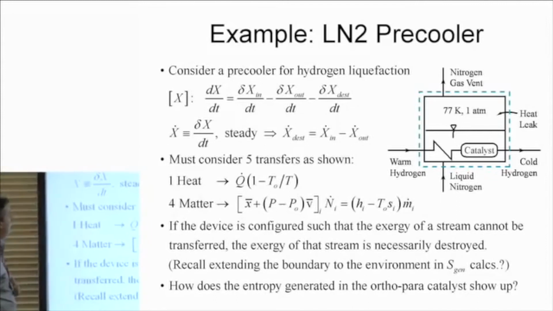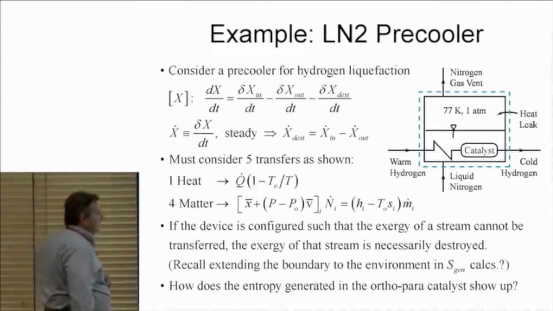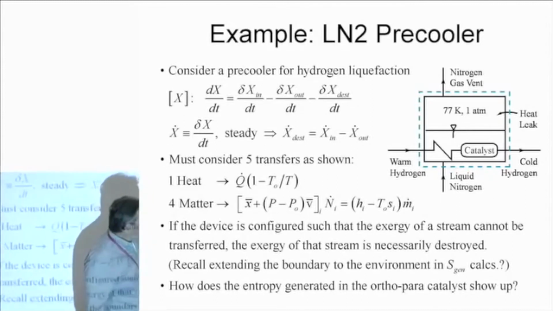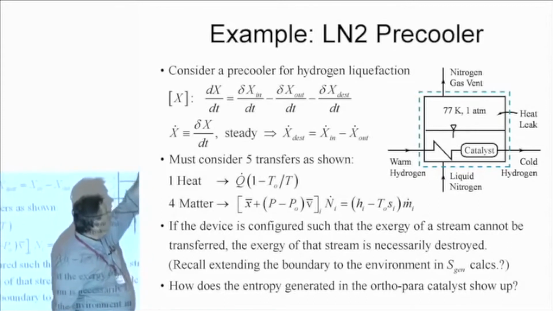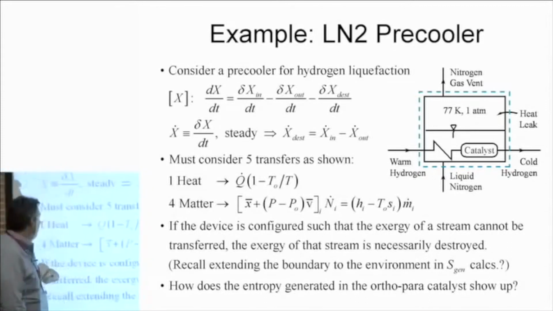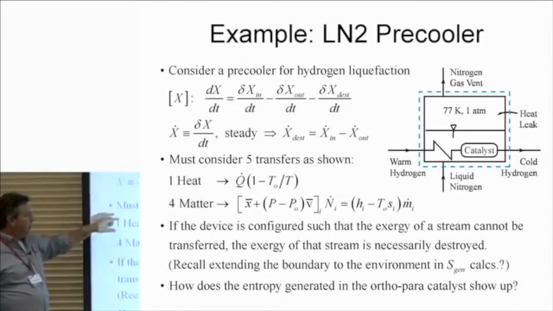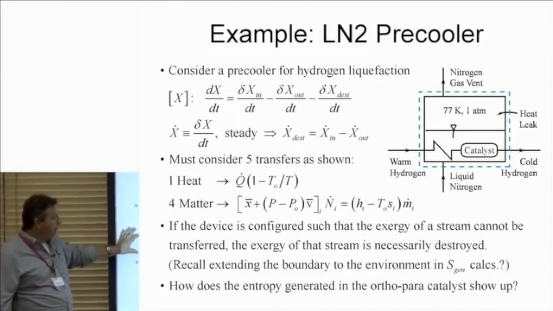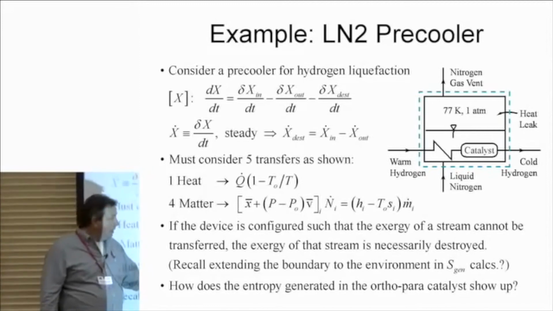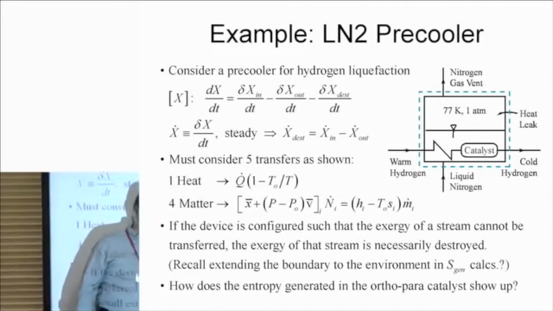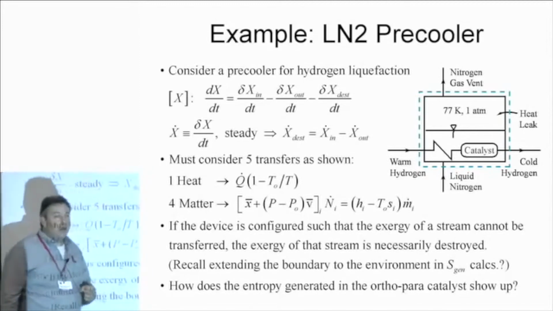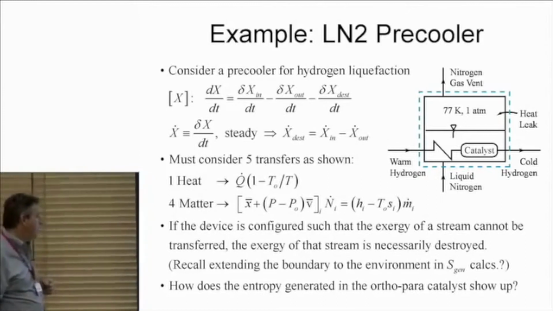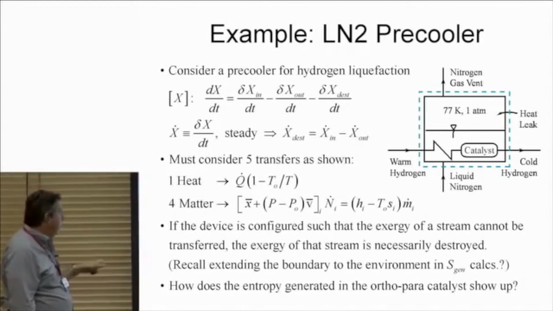Pretty straightforward. We have 5 transfers: 1, 2, 3, 4, 5. 1 is heat, the rate of heat transfer with the Carnot fraction. 4 are matter. The 4 I can write this way, or flip it from a mole to a mass basis, H minus T naught S. Okay. Comment on that.